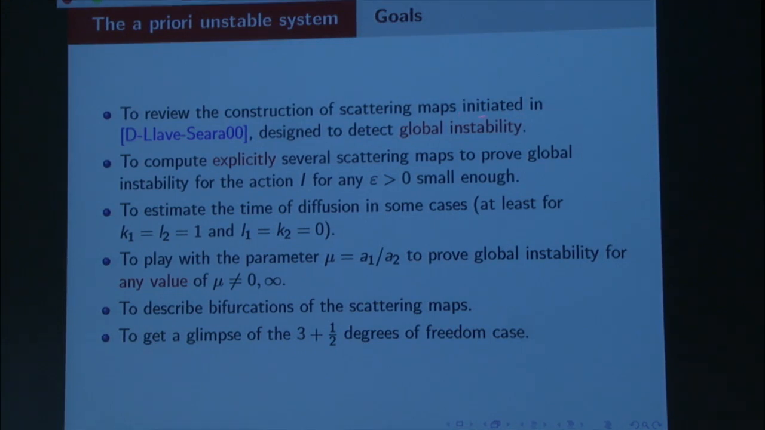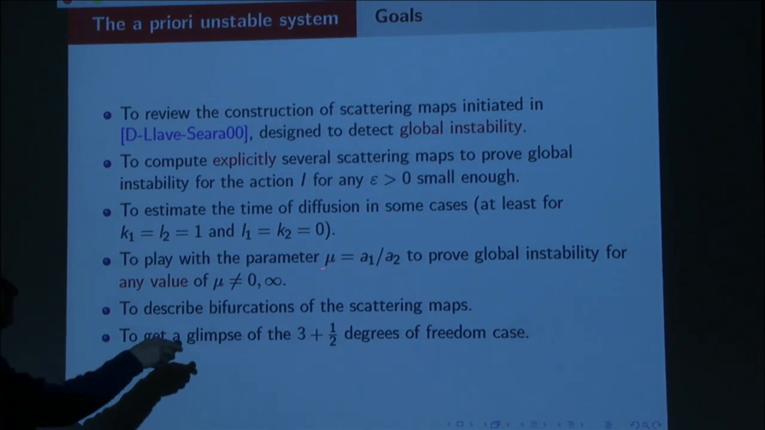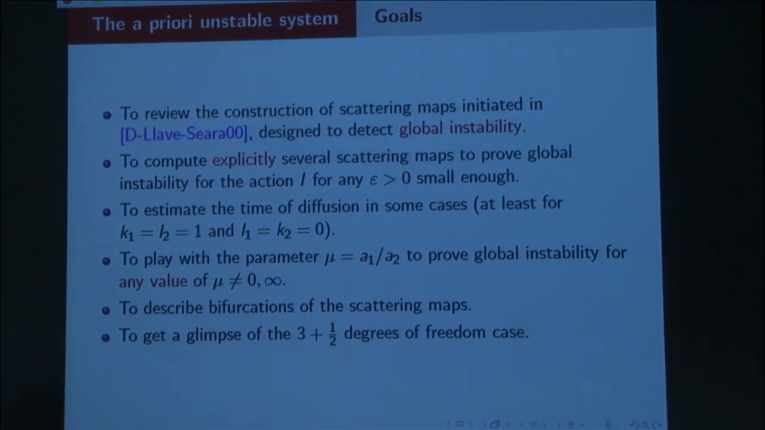And all of this is, of course, based on some previous work that in fact began in the last millennium in Minneapolis with Rafa and Tere. So we will compute these scattering maps here and estimate the time of diffusion. In some cases, the only problem is that I will have to play with this parameter, with the value of the parameter, to see that this is always possible.